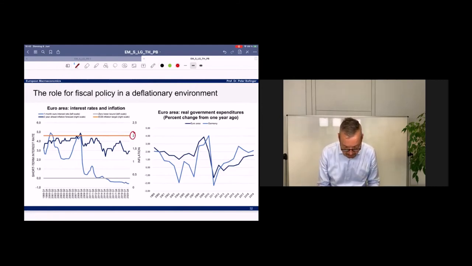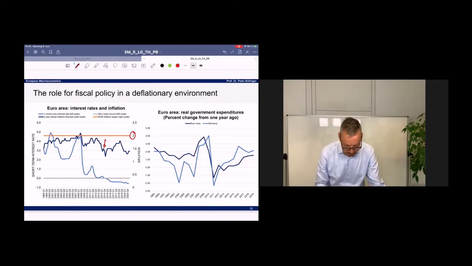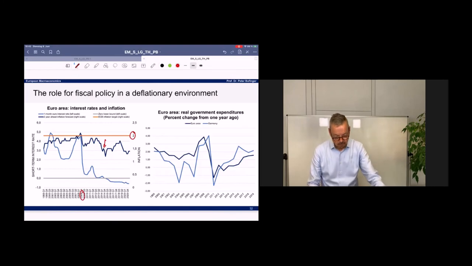And here we have the inflation target of the central bank, ECB, and the dark blue is the inflation forecast. The inflation forecast for 2 years ahead, so the ECB organizes a so-called survey of professional forecasters, which on a regular basis produces inflation forecasts. And one could see that after the financial crisis, about 2008, the inflation forecasts were deviating downwards, especially in the years 2014-15. So there was a kind of deflationary environment emerging.